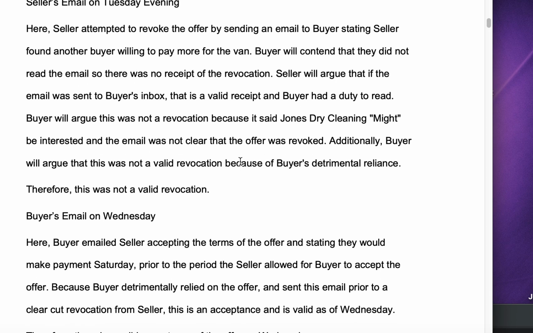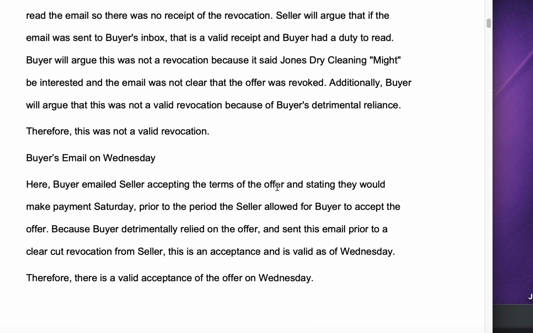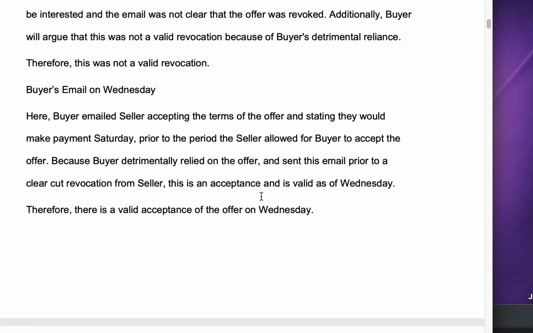Buyer will argue that this was not a revocation because it said Jones Dry Cleaning might be interested, and the email was not clear that the offer was revoked. Additionally, buyer will argue that this was not a valid revocation because of buyer's detrimental reliance. Therefore, this was not a valid revocation. So basically, the buyer bought tires and had the mechanic look it over and then sent a mail letter. So then they go to the buyer's email on Wednesday.